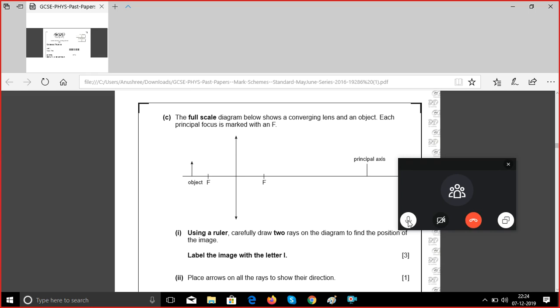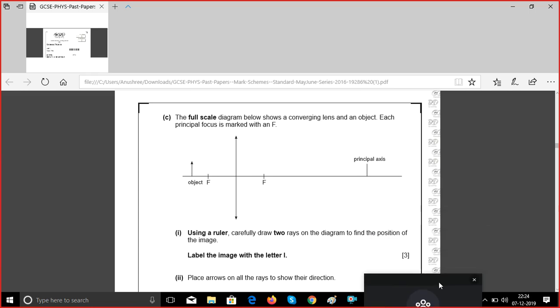Okay, I'm back. Sorry, I can't seem to rotate the ruler. I'll try it in Paint. So you're doing it, right? Yeah, I'm doing it.